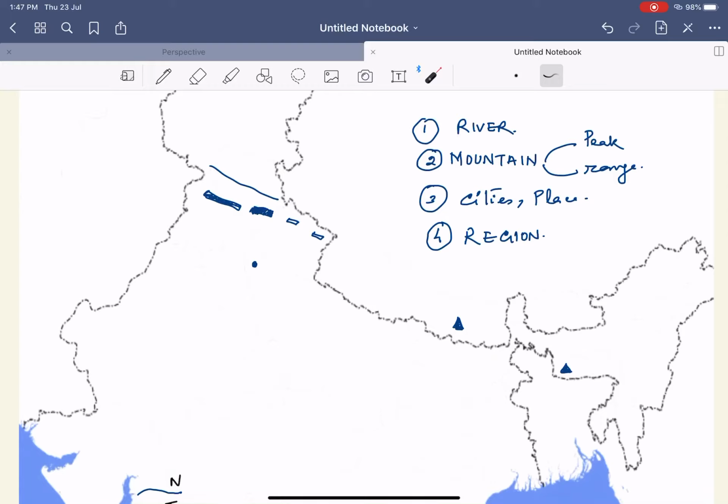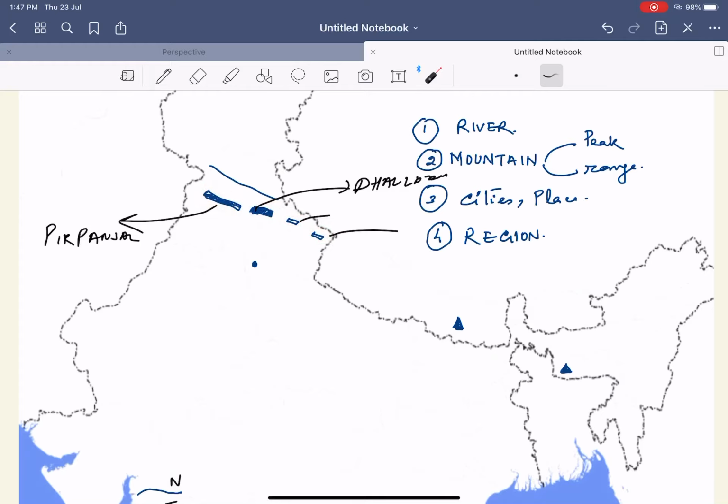But when it comes to range, you have to draw the range. For example, in this context, look at this. This is your Pir Panjal. Again, this is your Dholadhar. Similarly, we have the Kumaon and we have the Mussoorie Himalayas. Now, in this context, what you can see is that I have drawn them as a range because they are extensive. So you have to do it like this.